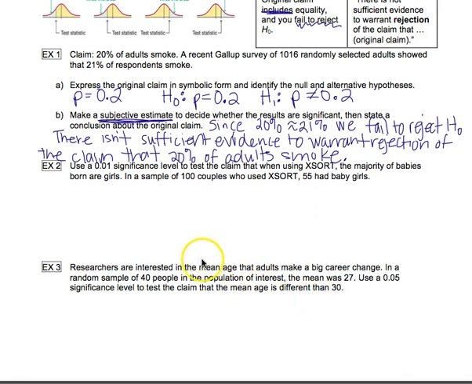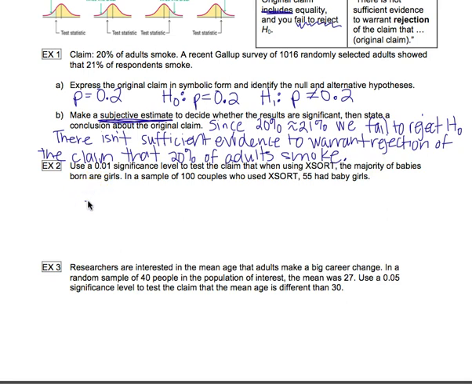Okay, so first thing we need to do, and again, if you look at the front of your notes, now we're actually being asked to test the claim. So this is all the steps of hypothesis testing. The first thing we need to do is identify the claim and express it in symbolic form. So the claim is that when using X sort, the majority of babies born are girls.